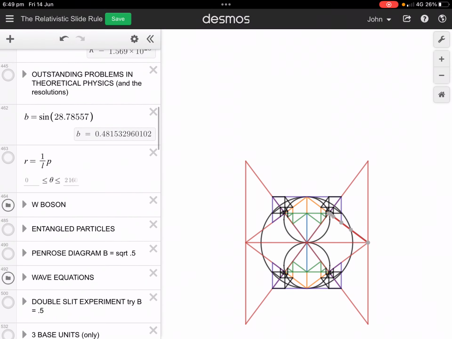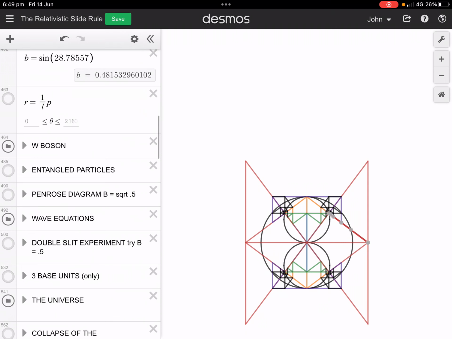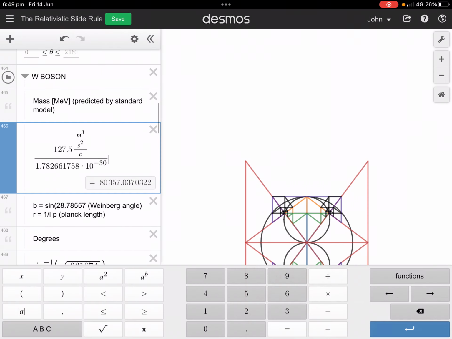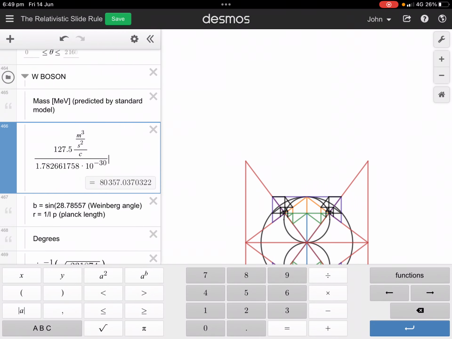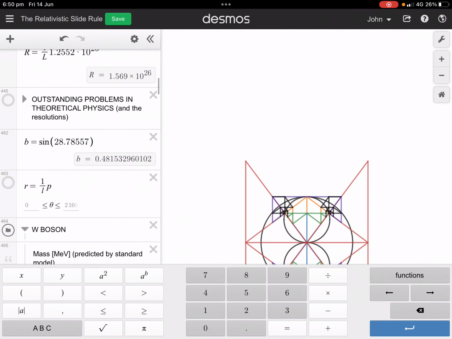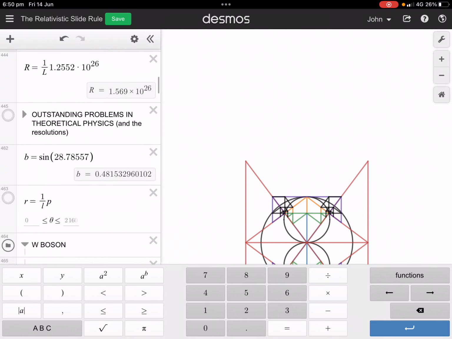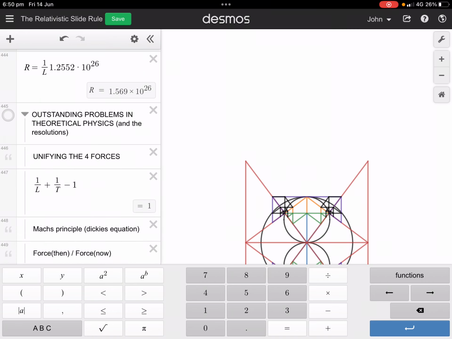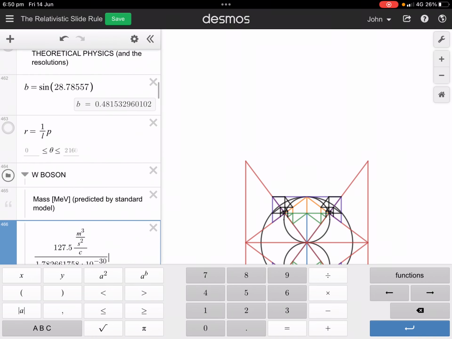And yeah, so I mean, it correctly calculates the mass of the W boson, not to mention all of the other outstanding problems in physics, which I've been into in other videos.